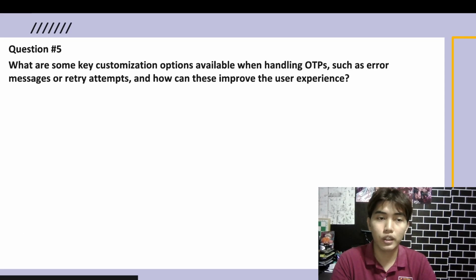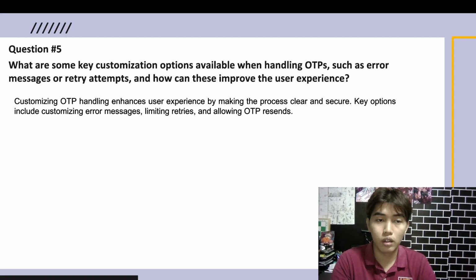And for the last question, what are some key customization options available when handling OTPs, such as error messages or retry attempts? And how can this improve the user experience? Customizing OTP handling enhances user experience by making the process clear and secure. Key options include customizing error messages, limiting retries, and allowing OTP resends.